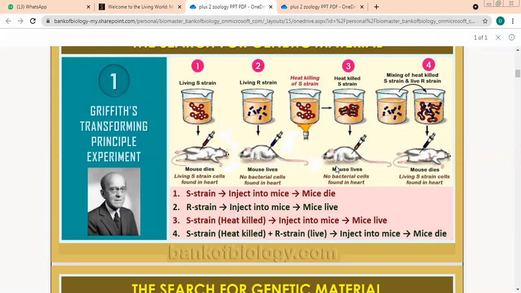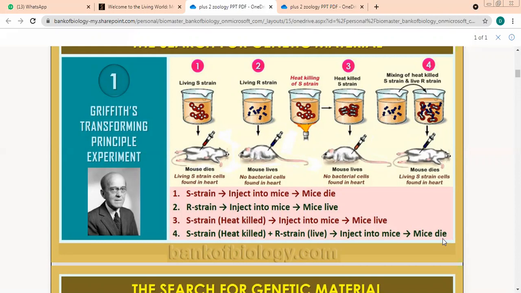Okay, now let's see this. Now he tried to mix both the strains. This heated S strain and the normal R strain, he injected into the mice and the mice died. Very strange. Although separately, when you take this heated S strain, the mice is not dying, and with R strain, the mice is not dying. But when you mix both of them, what happened to the mice? It died.